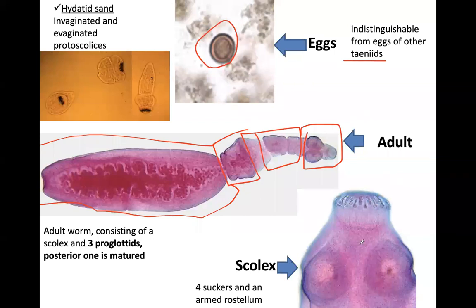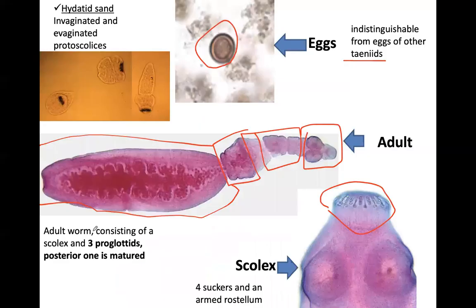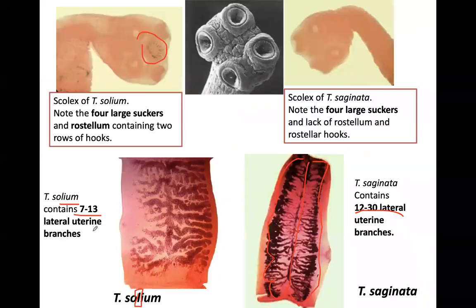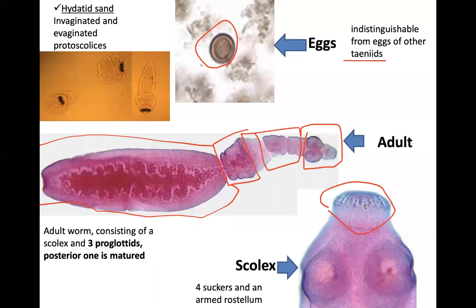And again, the scolex has four suckers and an armed rostellum. But the difference between this one and the other taeniids is that the shape of the armed rostellum looks slightly different, right? This one is projected outside, but looks slightly different from the other one.